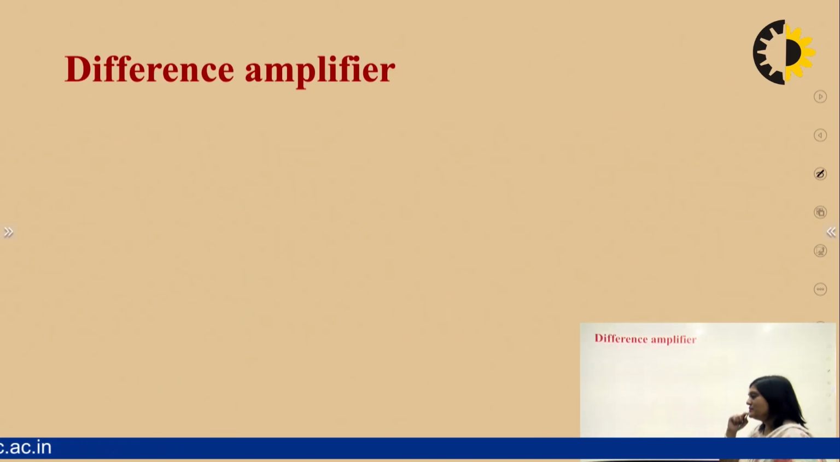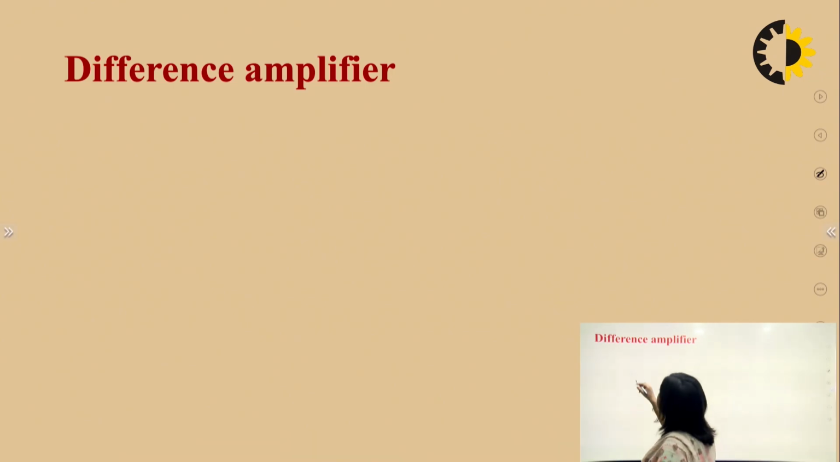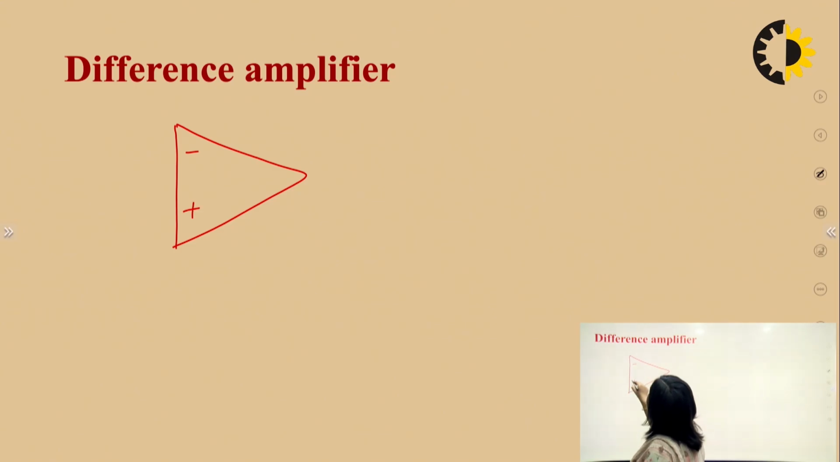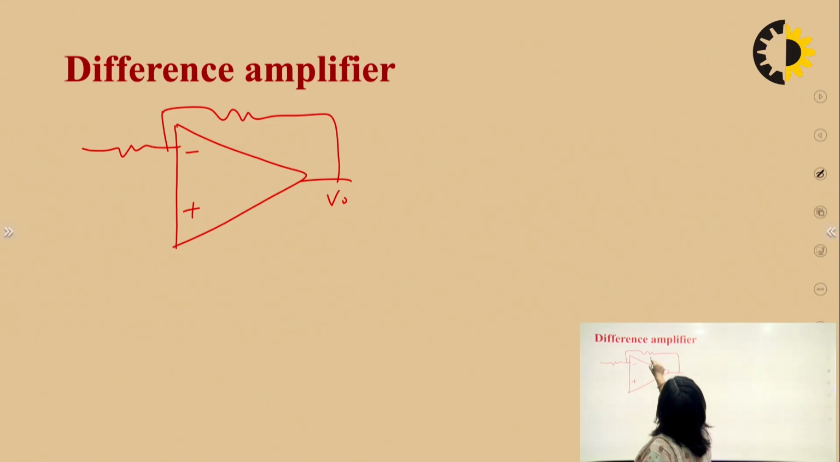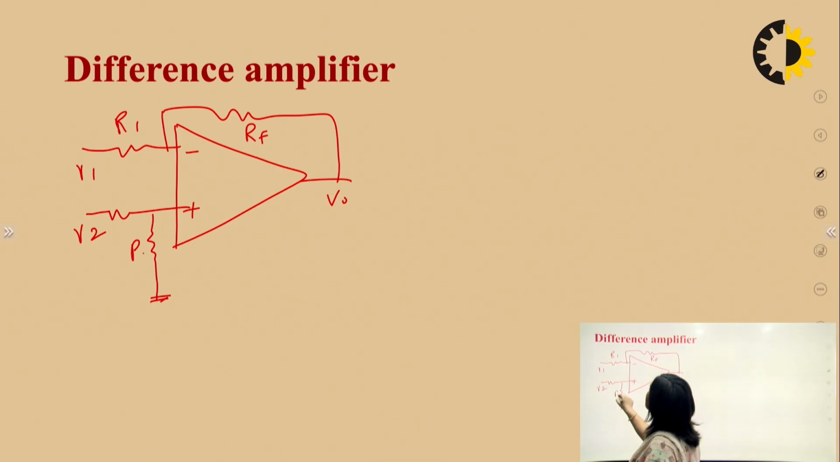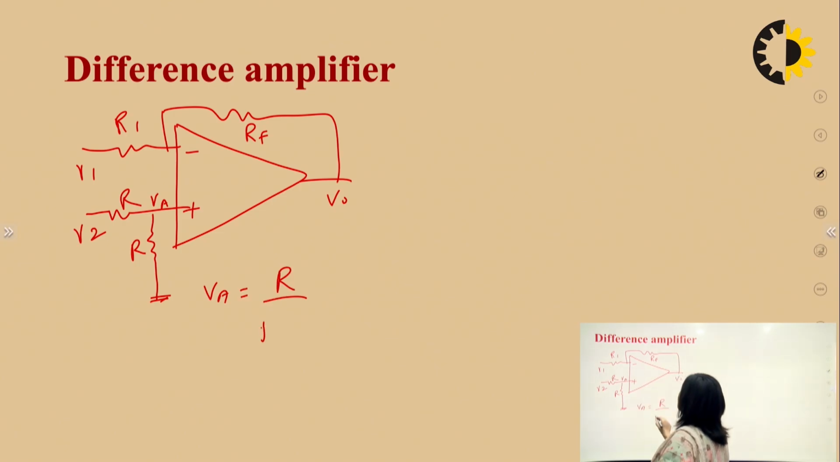Now the difference amplifier. The difference amplifier is the same circuit as we discussed in the last slide. This is the circuit: V0, this is RF, this is R1, V1, and this is grounded, this is V2, this is R and this is R. Here we can find the value of VA. VA would be equal to R upon R plus R multiplied by V2. We can find the value in this way.